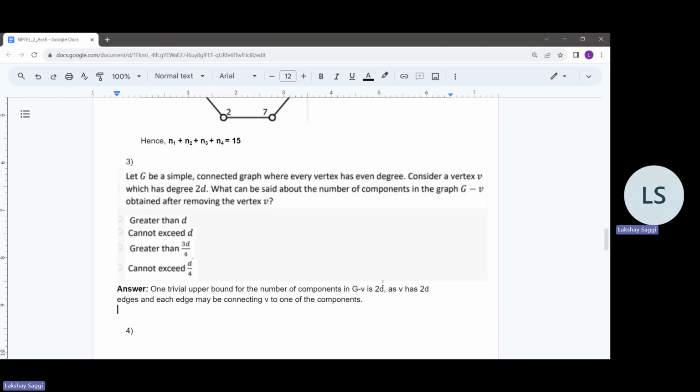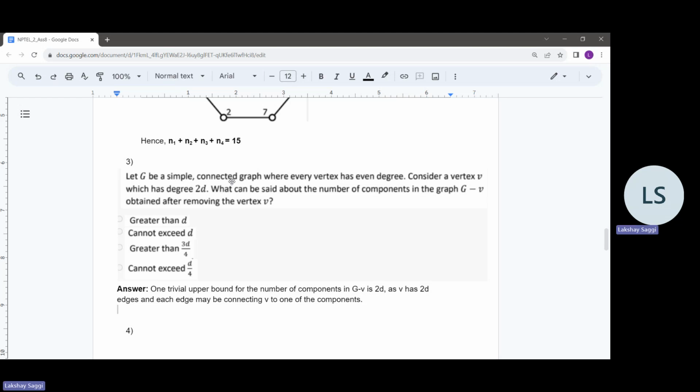Another way to look at it is by using contradiction. Let's say after deleting the vertex V, we have more than 2D components in the graph. Then what this essentially means is that earlier the graph was connected, G was given to be a connected graph initially, but now we have more than 2D components after the deletion of V. So each of those components must have been earlier connected to V, and that's why after deletion of V, these components became disconnected. Otherwise, they can't become disconnected.